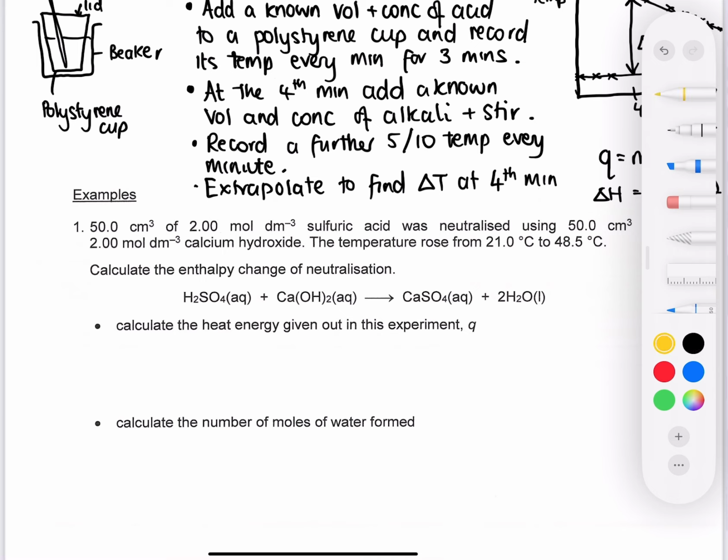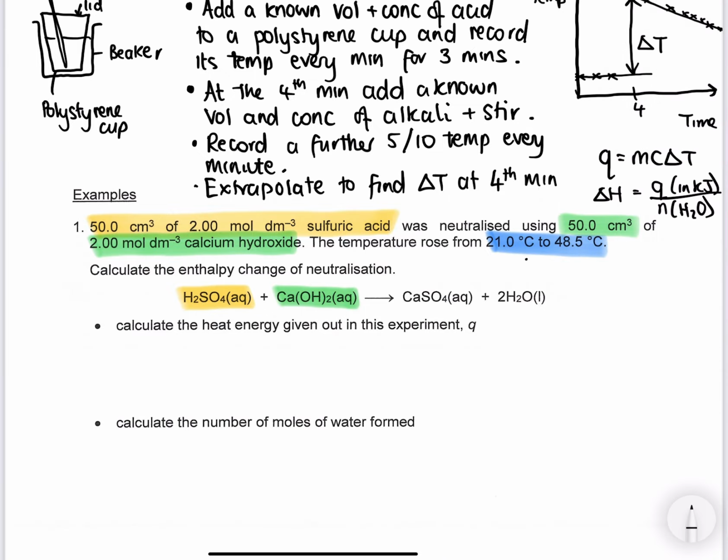We're going to start with 50 centimetres cubed of 2 mole per decimetre cubed sulfuric acid, neutralised by 50 centimetres cubed of 2 mole per decimetre cubed calcium hydroxide, and the temperature rose from 21 to 48.5. So we can see that delta T is 27.5 when we subtract one from the other. Remembering that c is 4.18 joules per gram per Kelvin, they'll tell you that in the exam, we can do Q equals mc delta T.